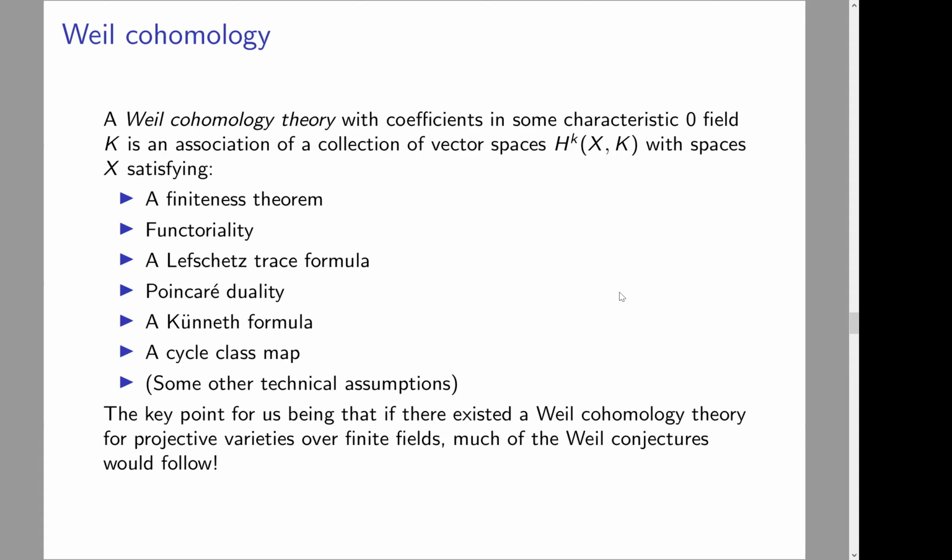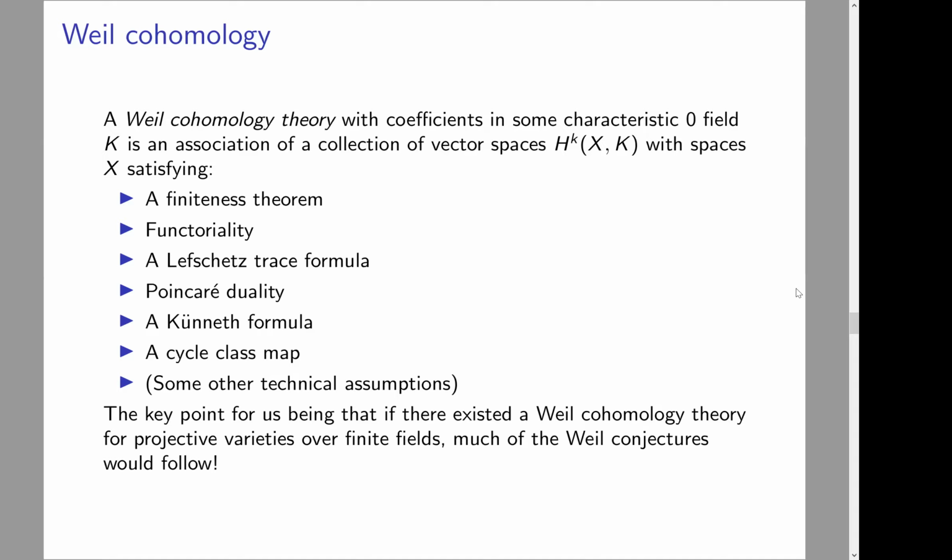So a Künneth formula. This is a formula that tells you what happens if I have a product of two spaces. If I have X times Y, what does their cohomology look like? A cycle class map, which says, okay, if I have certain types of subvarieties, they induce classes on cohomology somehow. Which again feels like something that we would expect to be true from the classical case. We know that homology is built out of subobjects, it's built out of simplices. So maybe subvarieties somehow give us classes in cohomology. And there are a bunch of other assumptions that one actually writes out carefully when one's defining such things properly. But the point is, it's a cohomology theory with a bunch of good properties. And should a Weil cohomology theory for varieties over finite fields exist, then many of the Weil conjectures just fall out.